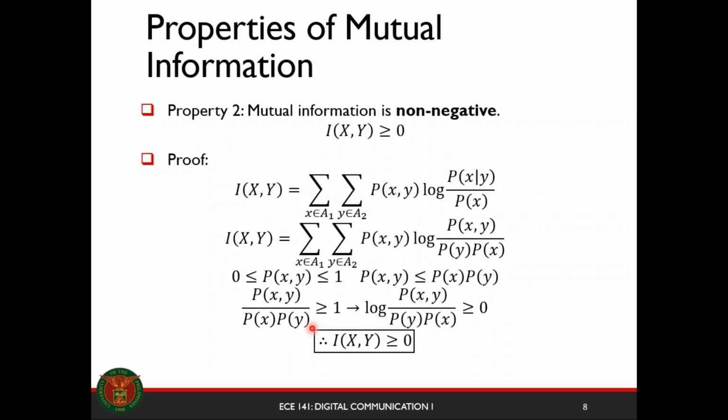Next, mutual information is non-negative. And this is the proof. Basically, it just tells us that the probability of x given y is greater than the probability of x, which makes this logarithm positive. And that's a fundamental property of your probability distributions. So that's what makes mutual information non-negative.